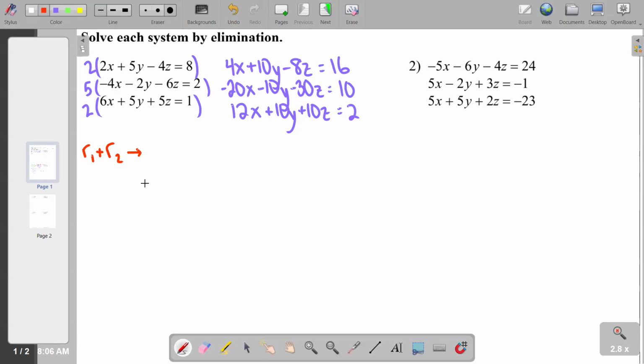Perfect. How many x's are we going to get? Negative 16 x's. The y's, I'm not going to ask. They're going to cancel. How many z's are we going to get? Negative 38.